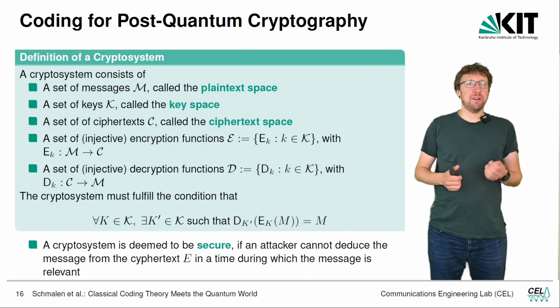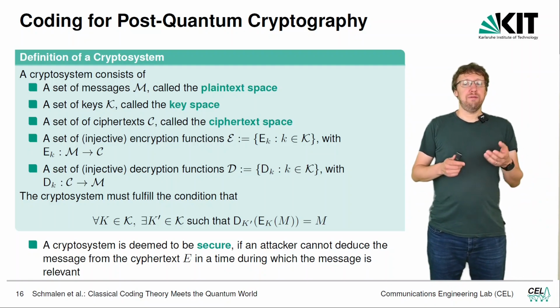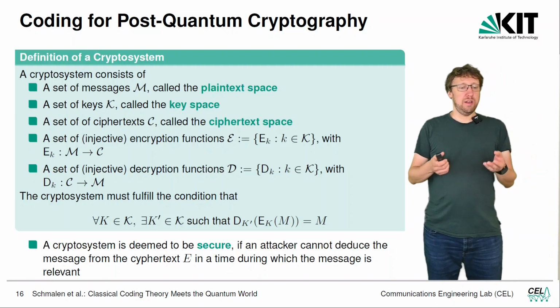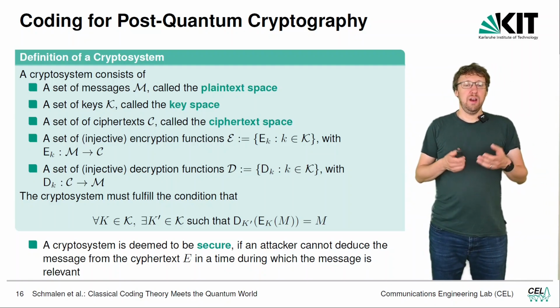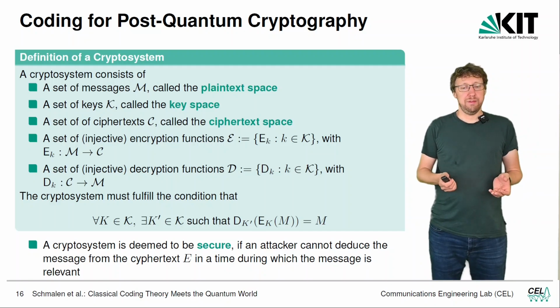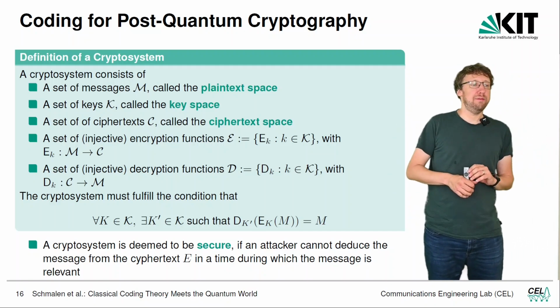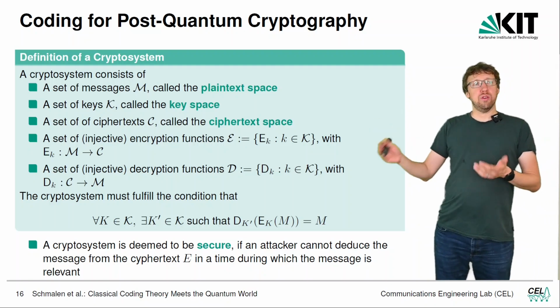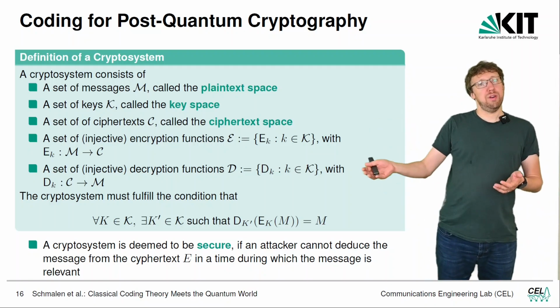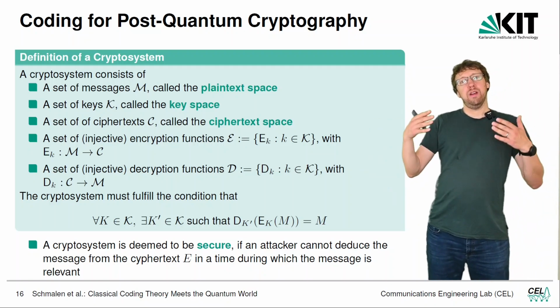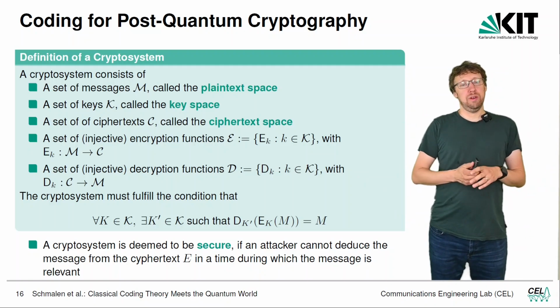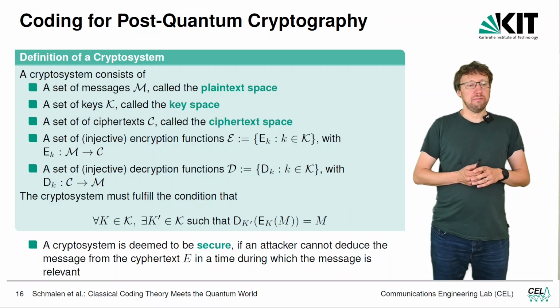And we say that a crypto system is secure if an attacker cannot deduce the content of the message from the ciphertext during a time in which the message is relevant. So an attacker may be able to store the message and decrypt it in 10 years. That depends a little bit on the level of security that you want to guarantee.